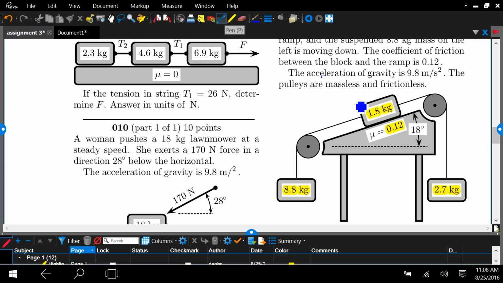And since this block is moving this way with a certain velocity, I know my friction is pointing opposite that motion. I'm going to put an F there, back off to the right or up the hill. And so I want to look at this problem because it's pretty complicated. And I think if you can do this, you can do any of them.